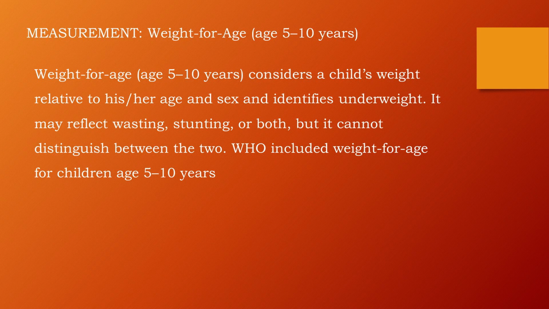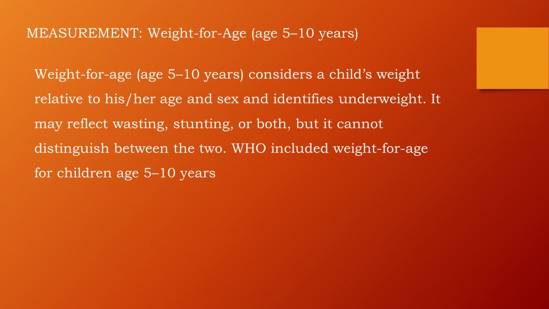So, what does weight for the age do? It helps to compare the weight relative to his or her age and sex, and that helps you to identify whether the child is underweight. When you say that a child is underweight, you may find the child is wasted, you may find the child is stunted, or you may find both, a stunted child with wasting muscle, and that has caused the weight of the child to become underweight.